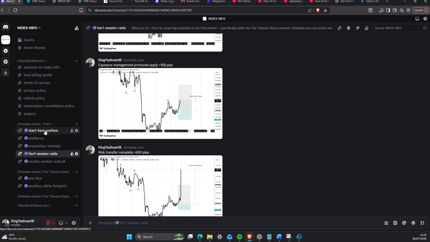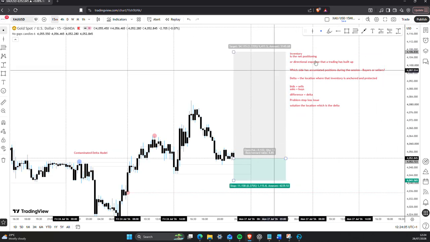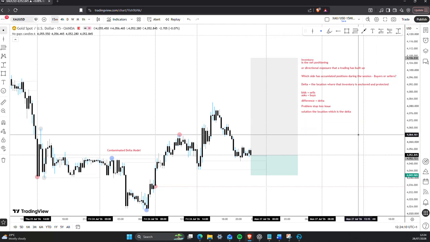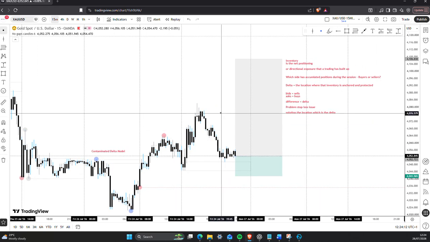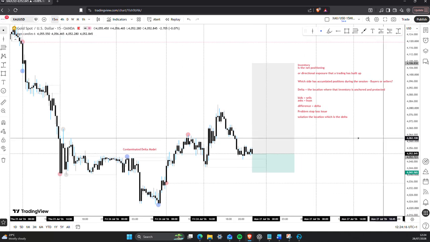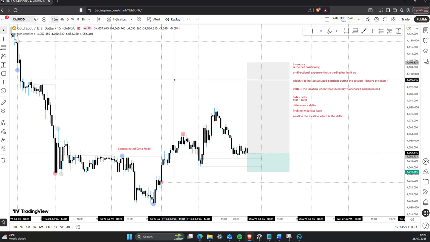Now, I'm showing you the strategy over here, so please do have a look. This was just to touch base on inventory, delta, the problem, the solution. Now let's move into the session mechanics, the session intelligence, multi-session swings, intraday into intra swing, and how they are being positioned in the markets.